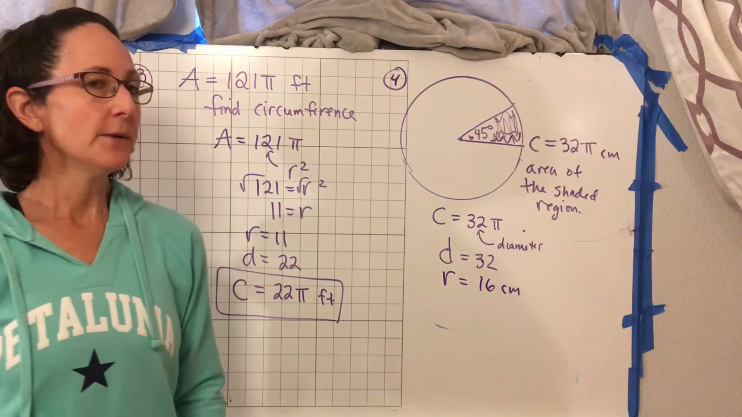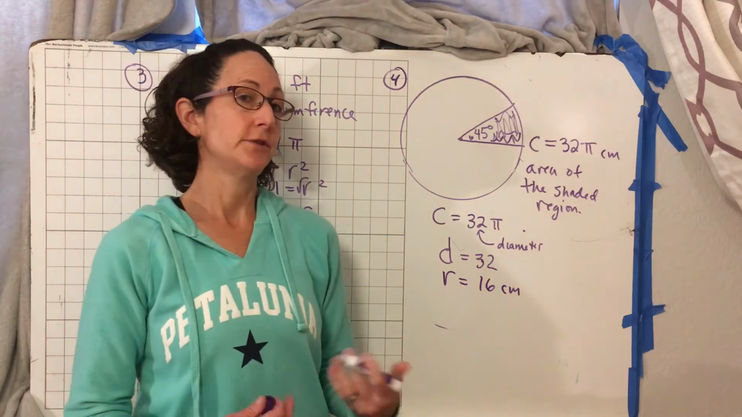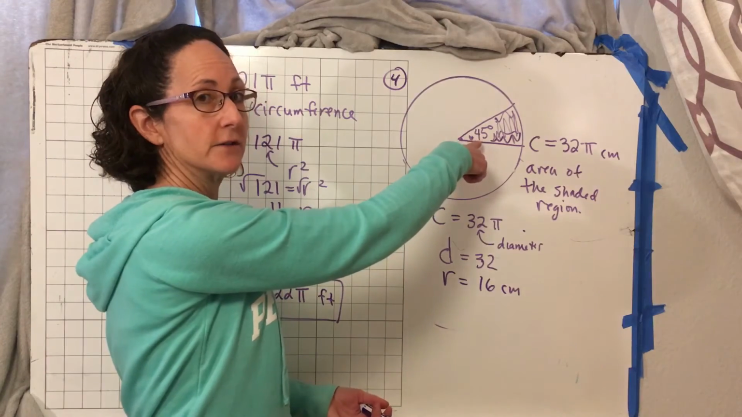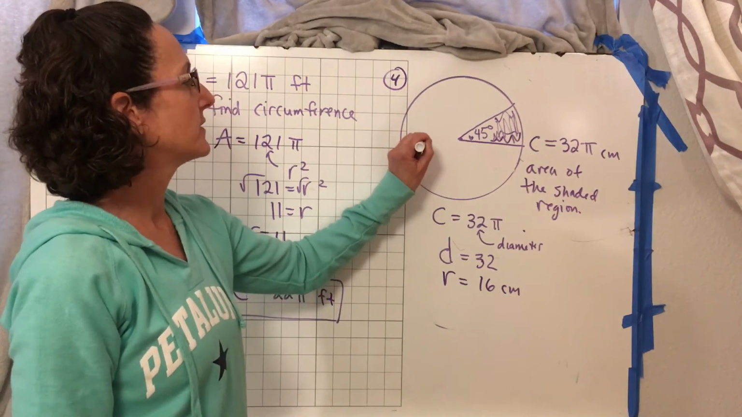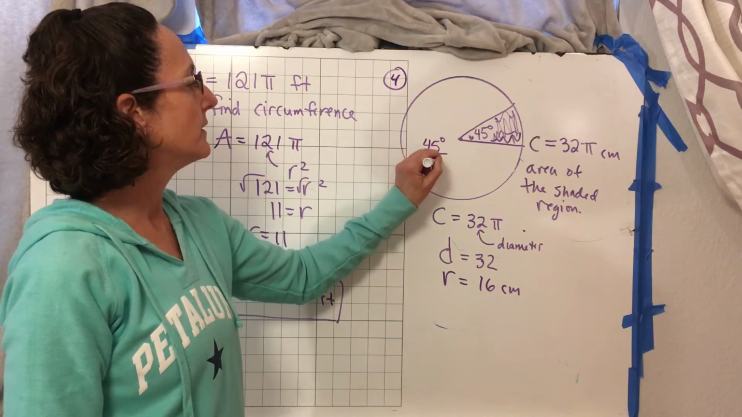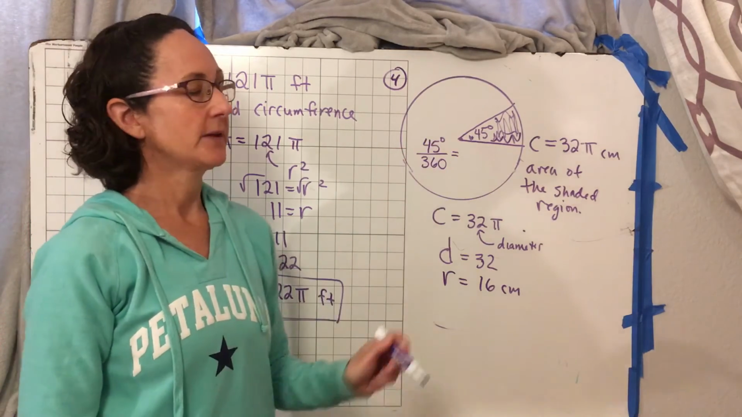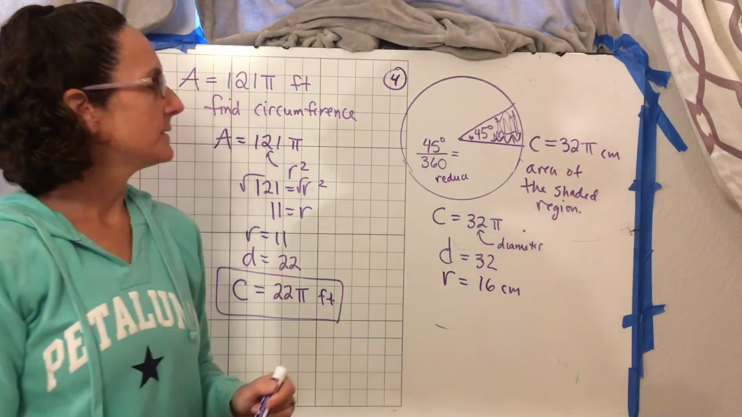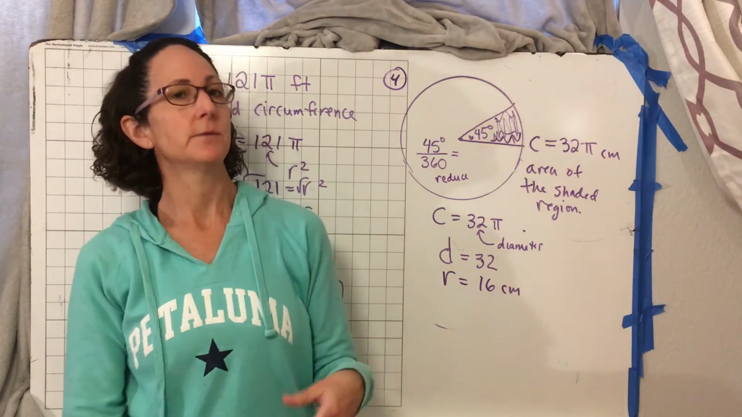If I wanted to find the area of the whole circle, I would just do pi r squared. But I don't want the area of the whole circle. I only want this little fraction. So the first thing we're going to do is figure out what fraction area do I want. I want 45 degrees out of the total 360. You guys need to reduce this.